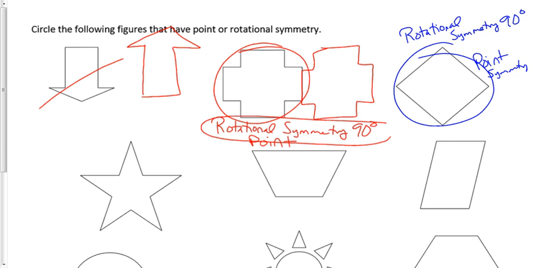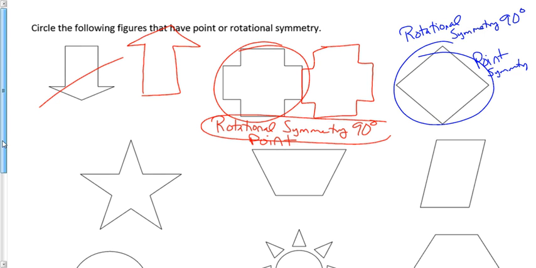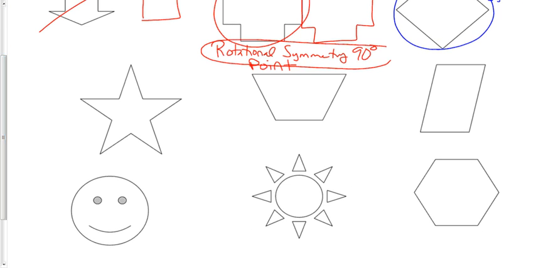Okay, so what I'd like you to do now is try the rest that are on this page. If you're not sure of the angle, that's fine. Don't worry about the degree so much as deciding whether the figure has point symmetry, rotational symmetry, or neither. So go ahead and work on the rest of these now, please.